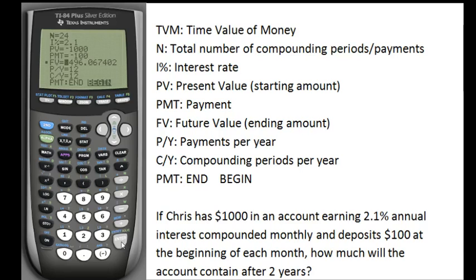So the TVM solver can be used for most any problem that deals with compound interest. It can't be used for simple interest problems. It also can't be used for continuously compounded interest problems. The reason why is because our payments per year and compounds per year can't be set at infinity, which would be a continuously compounded interest problem. They also can't be set at 0, which would be a simple interest problem. So for those two types of problems, we'll need the formulas. For anything else, we can use the TVM solver.